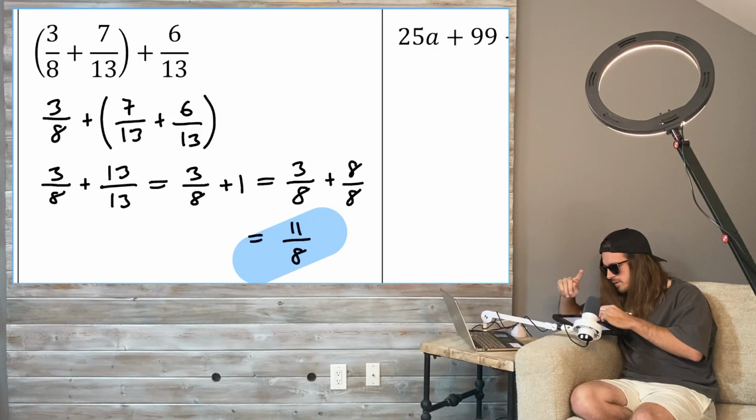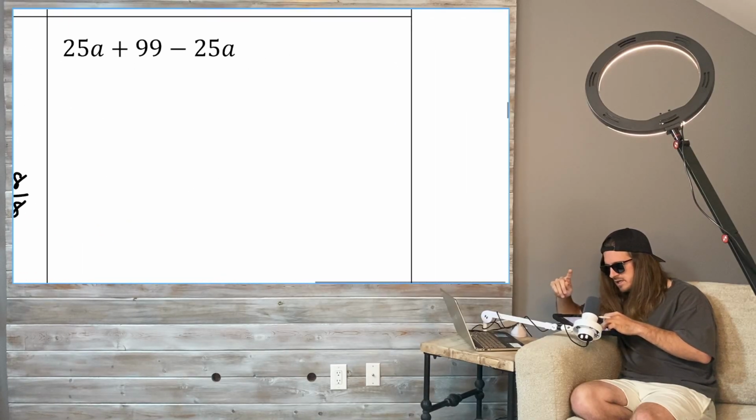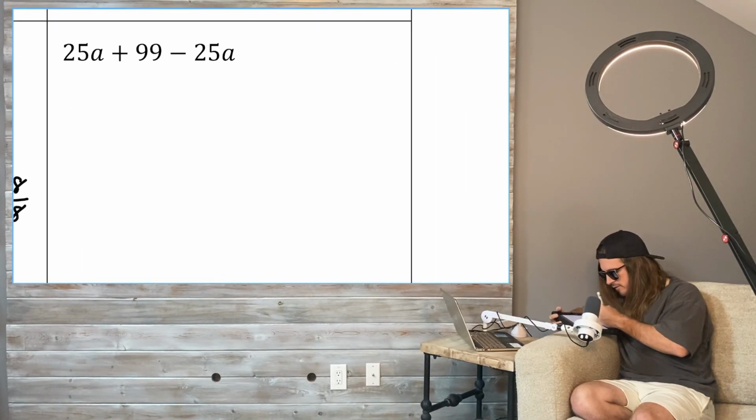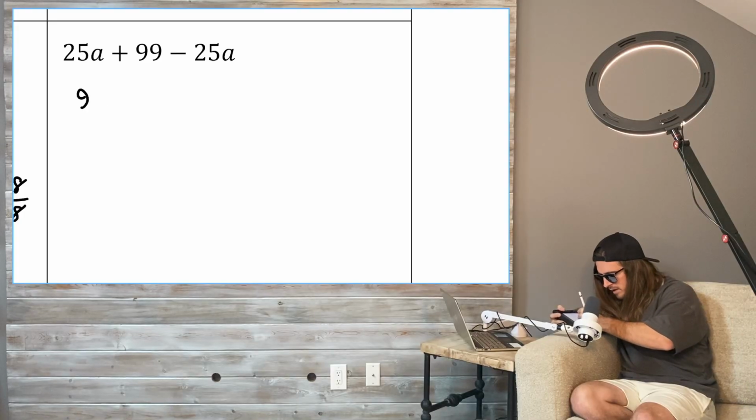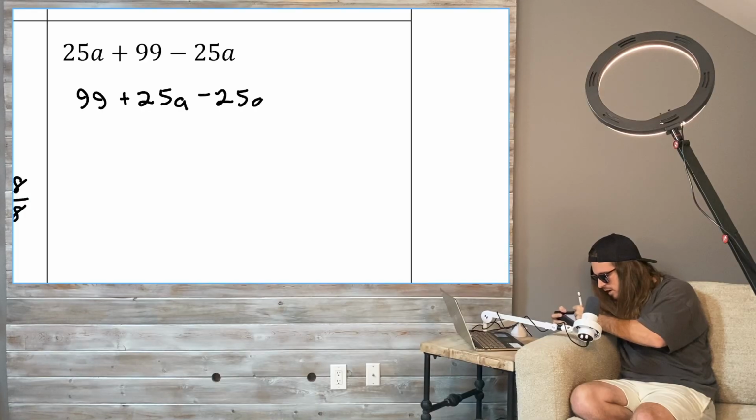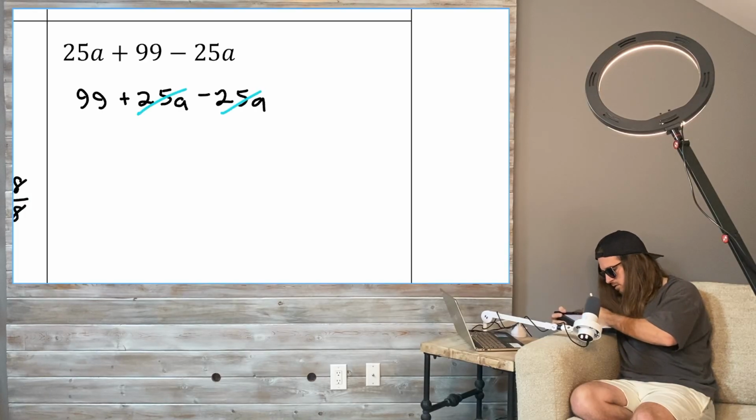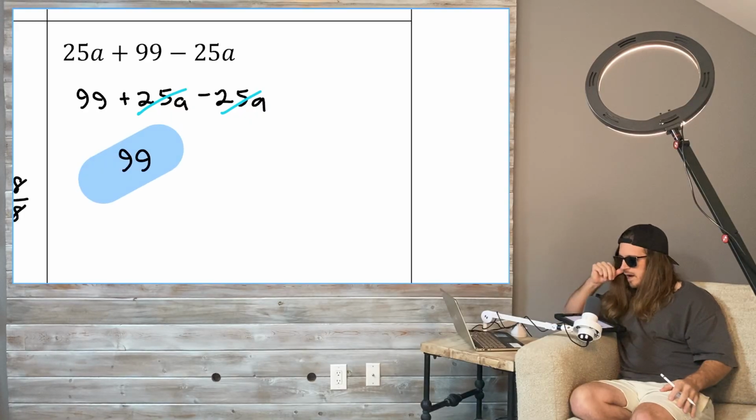Use the associative property. Here, this is identical to the example above it. If we apply the commutative property, we can write this as 99 plus 25a minus 25a, and then those will cancel, leaving us with an answer of 99. So again, you can move things around.